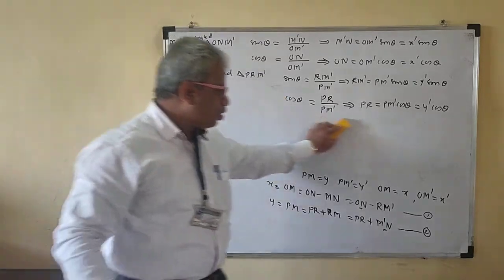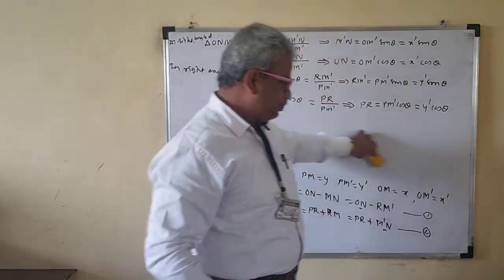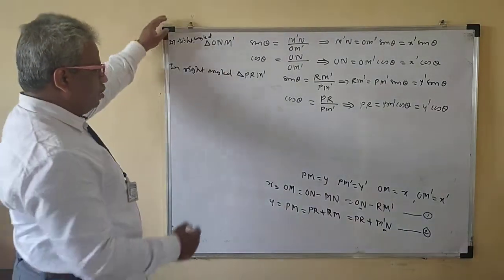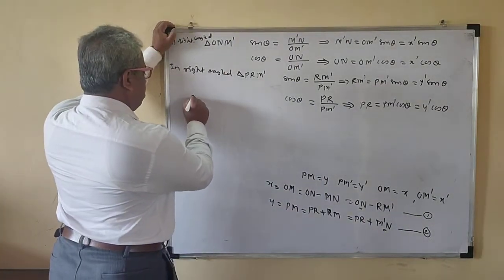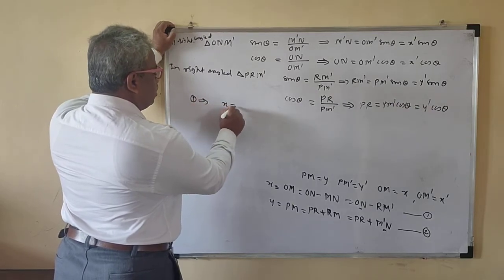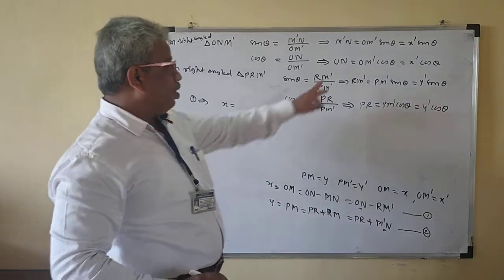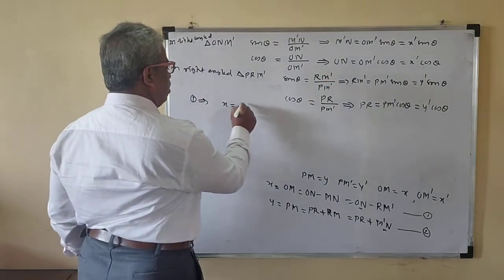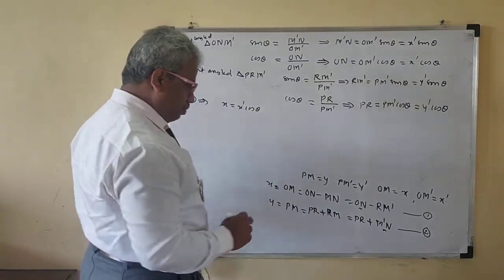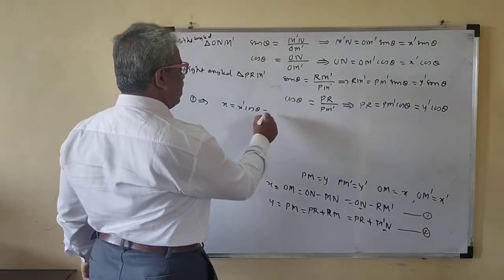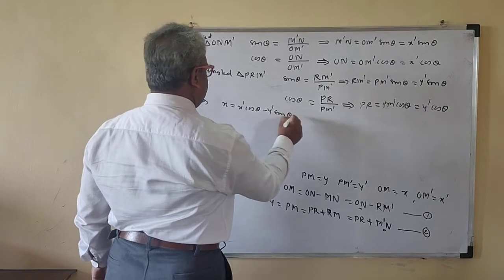So the figure is very important. Without the figure you cannot write this. You cannot prove this. Okay. So 1 implies x is equal to what? ON. Where is ON? ON is x prime cos theta minus RM prime. RM prime is y prime sin theta. Okay.